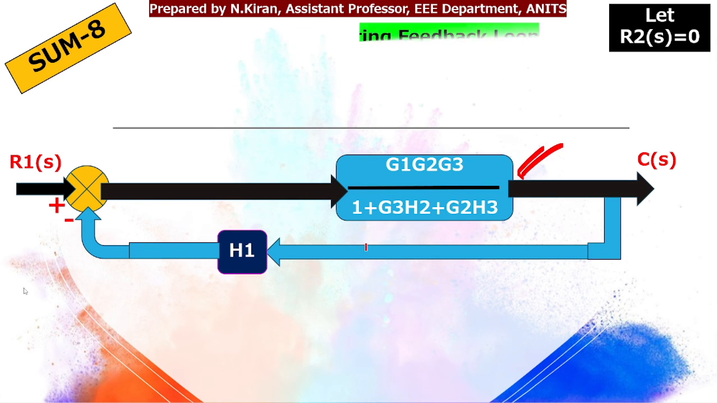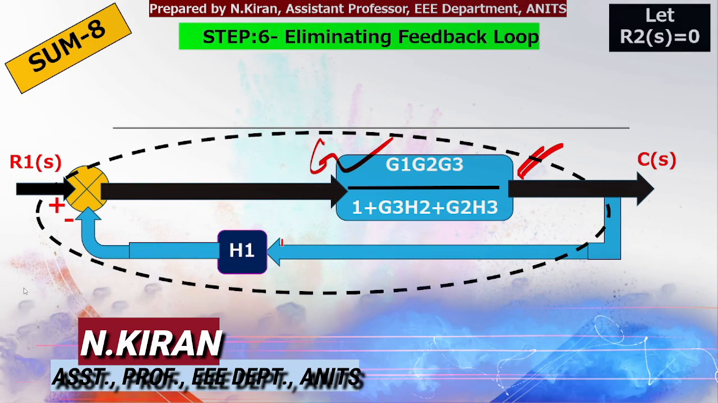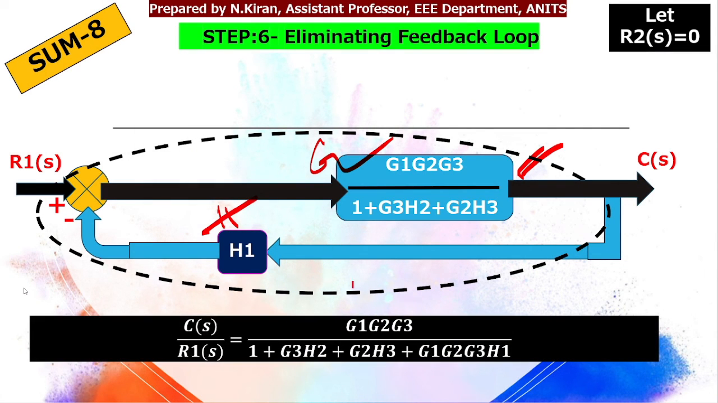As the last step, we are eliminating the feedback. So this is in place of G, this is we have in place of H. So that will give me my transfer function as G1 G2 G3 by 1 plus G3 H2 plus G2 H3 plus G1 G2 G3 into H1.